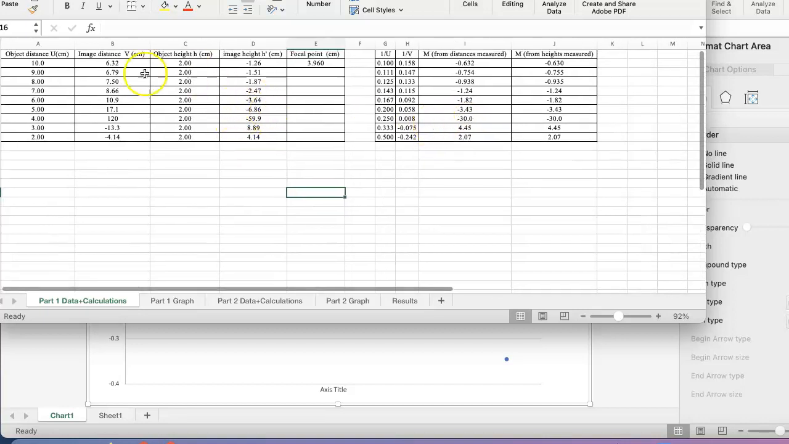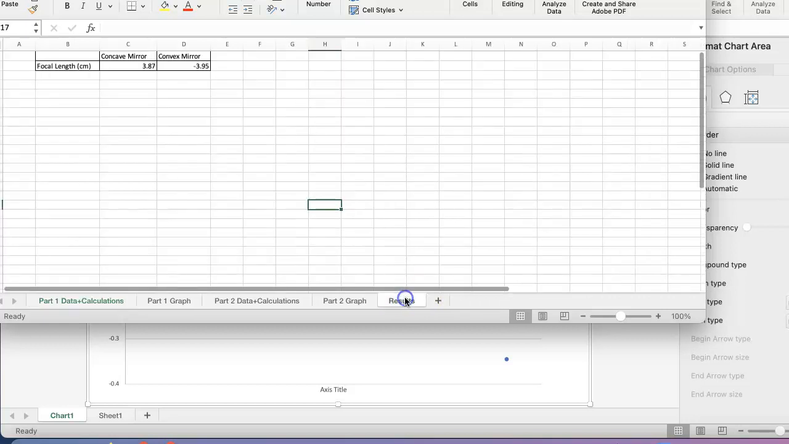Remember, these here are going to be your data. This table here is going to represent your data. This one is going to represent your calculations. Then this one is going to be under the data section. This one is going to be under the calculation section, and of course these are under the results section.